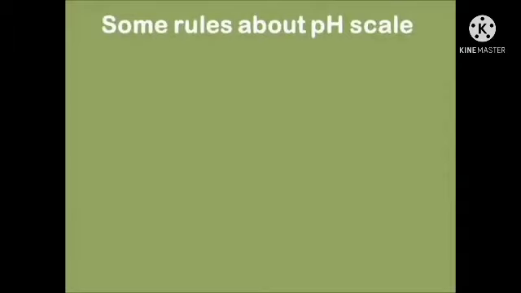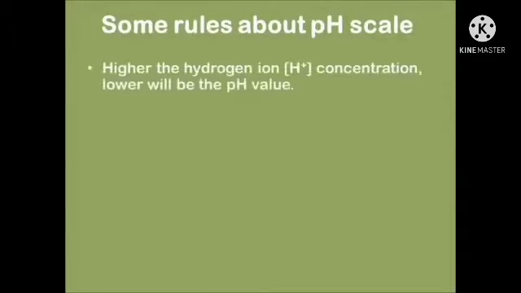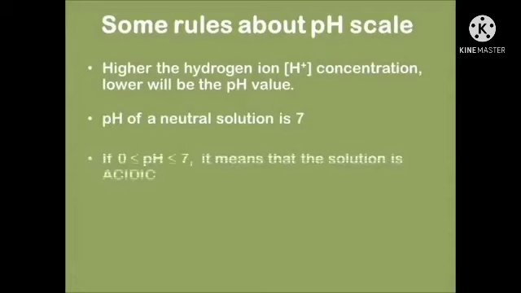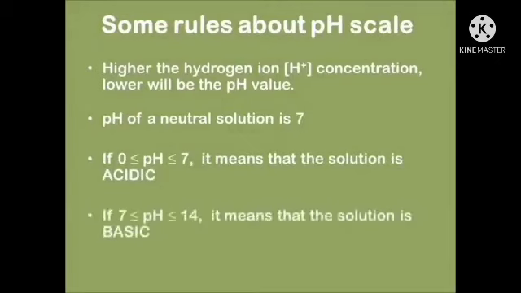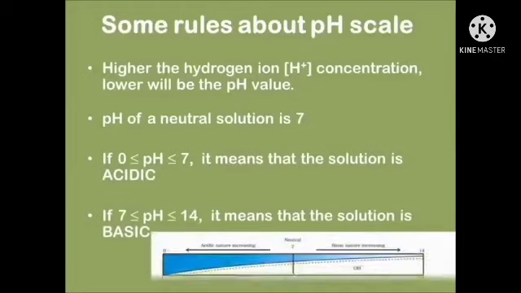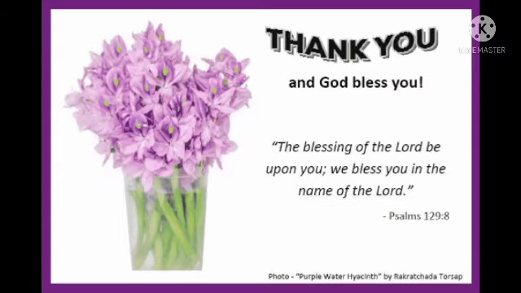Some rules about the pH scale. The higher the hydrogen ion H+ concentration, the lower will be the pH value. pH of a neutral solution is 7. If 0 ≤ pH ≤ 7, it means the solution is acidic. Then if 7 ≤ pH ≤ 14, it means the solution is basic.